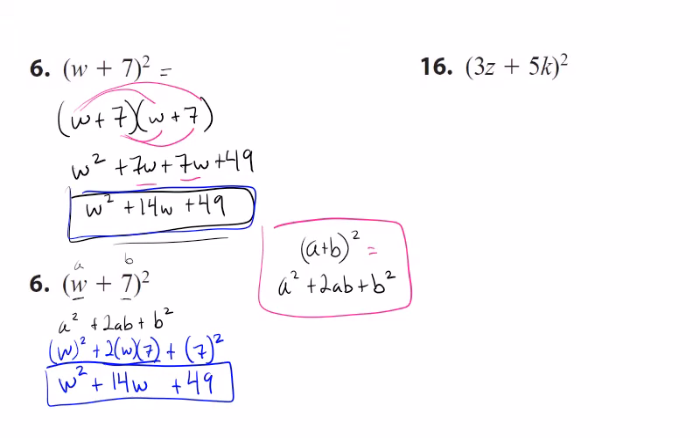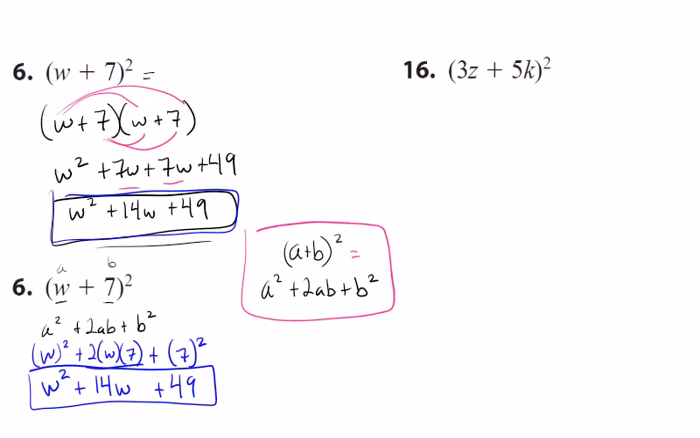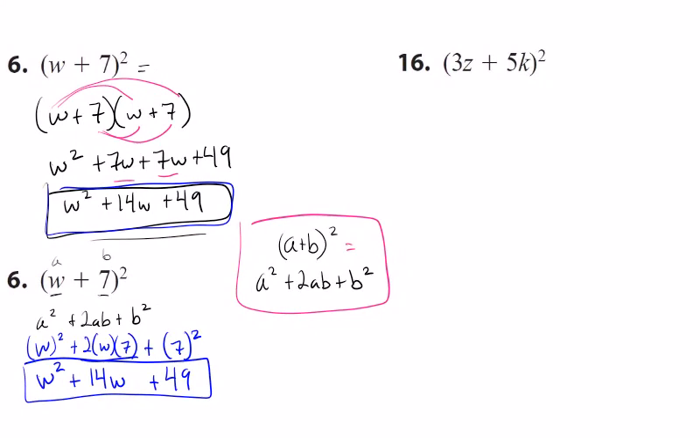All right, let's try one more example, and this time I'll use the shortcut and go straight to the answer. But like I said, if you want to use just the FOIL method, you're welcome to do that. So if I'm using the shortcut, then what I'm going to do is identify this is A and this is B, right? So remember, it's going to be A squared, so it'll be 3Z squared plus 2 times A times B, right? And then plus B squared, right? So 5K is the B.